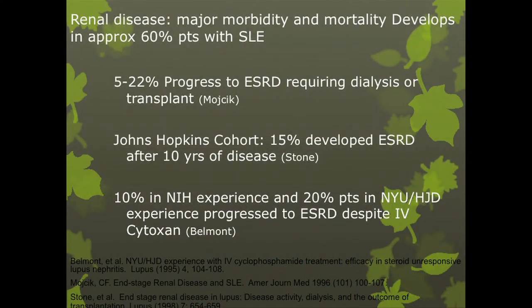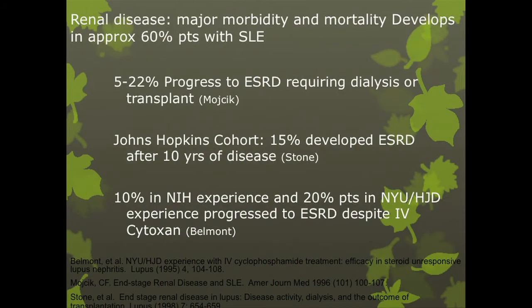So a little bit more detail about kidney disease. As I said before, it's one of the greatest sources of morbidity and mortality. It develops in just under 2/3 of patients with lupus. About 5 to 22% of patients with lupus nephritis may progress to end-stage renal disease requiring dialysis or transplant. And this is a fairly significant number, and for these reasons we're strongly committed to treating lupus nephritis.